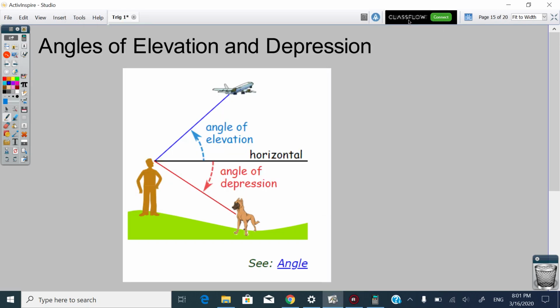We can use trigonometric ratios to solve problems in real life. And in order to do that, we have to define and understand angles of elevation and depression. So what are they?